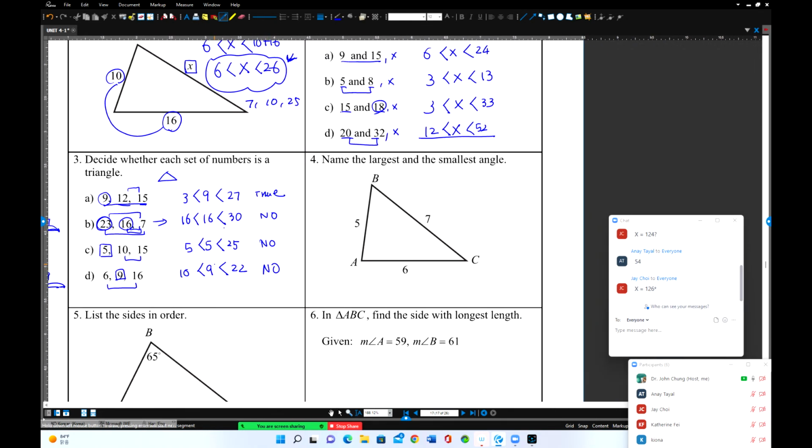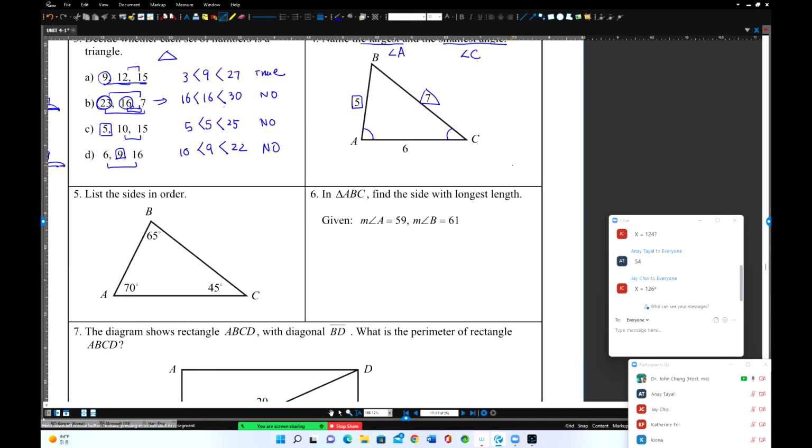Number 4, name the largest and smallest angles. The shortest side is opposite the smallest angle. Which one is the shortest side? Compare 6 and 7, 6 is shorter. So this angle should be the smallest angle, angle C. Where is the largest one? The longest side is 7, and the opposite angle must be the largest angle. The largest angle is A, and the smallest angle is C.